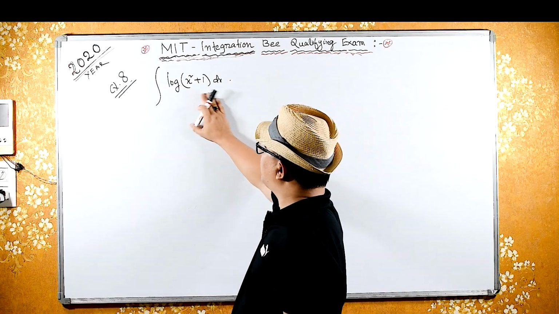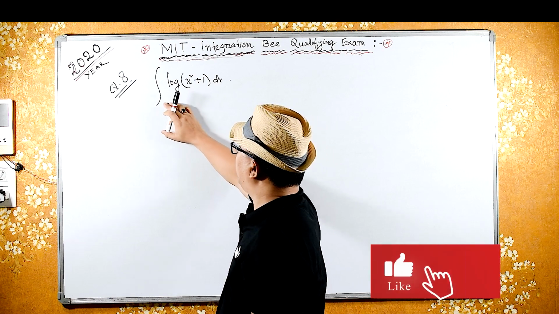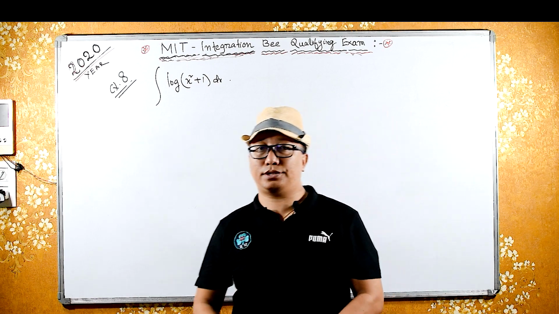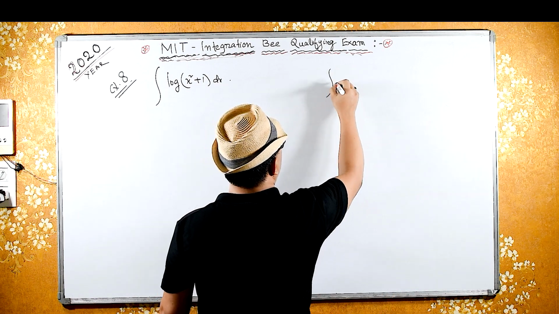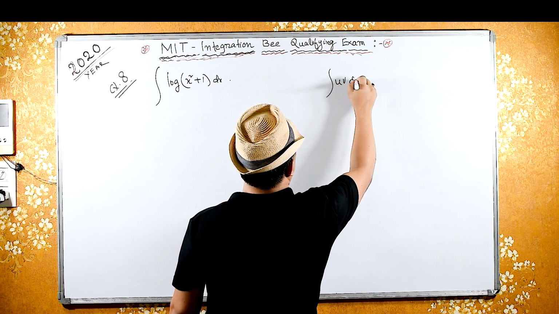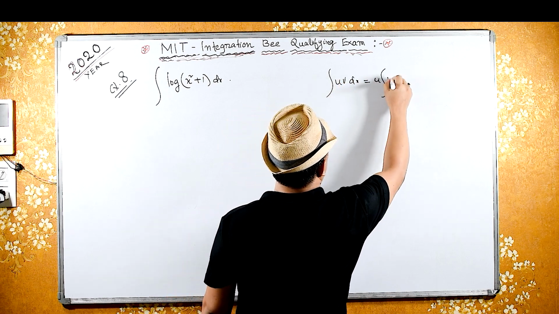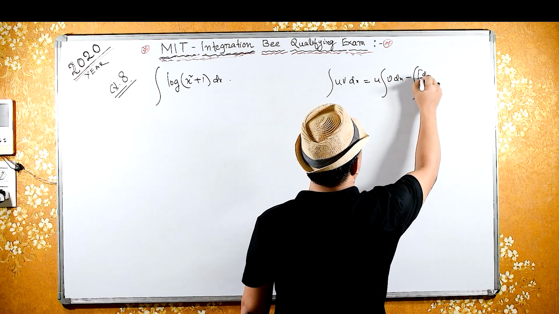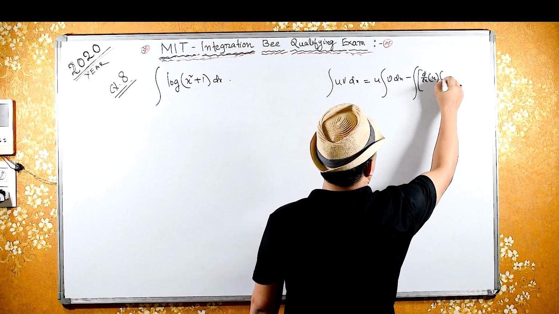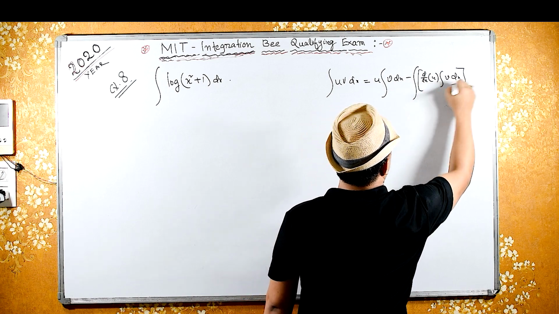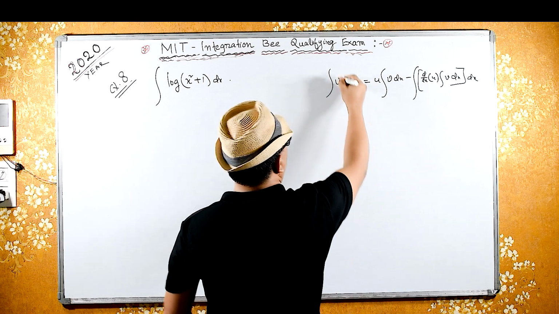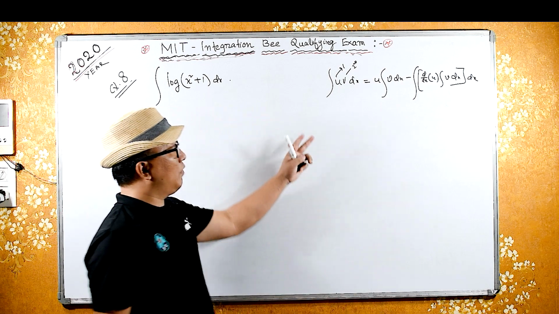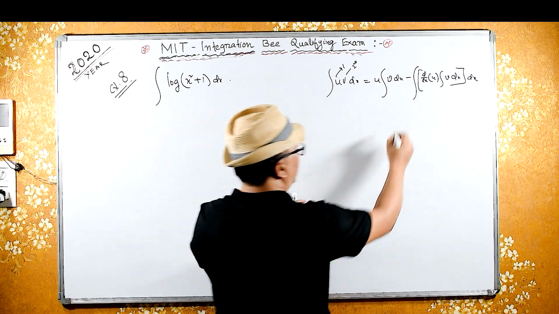Integral log of x square plus 1. This is very simple. This type of integration we used to solve with the help of integration by parts. The formula is integral of u v dx equals u integral v dx minus integral of the differentiation of the first function, d by dx of u, times integral v dx, again differentiate and integrate this. Now this is the first function, and this is the second function.